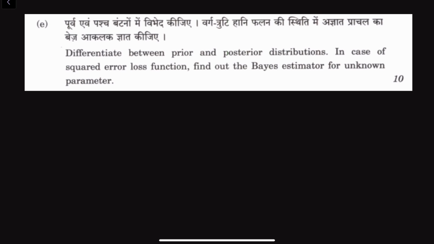So first of all, prior distribution. The prior distribution is the probability or density expressing our belief about the unknown parameter theta before seeing the data, whereas the posterior distribution is our updated belief about the parameter theta after observing the data.